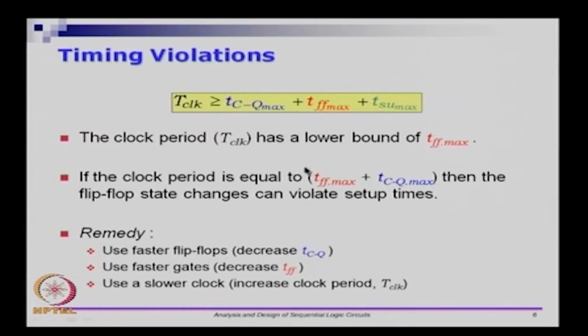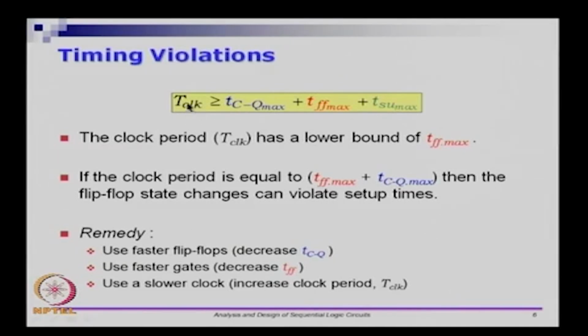It should be at least TFF max first of all. Then if the clock period is equal to TFF max plus TCQ max, let us assume that T clock is not greater than or equal to this sum, it is only just greater than TCQ plus TFF. Then the flip flop is said to violate the setup time. So if there is a setup time violation, you want T clock to be greater than this summation, however you are not able to satisfy it, then I can bring down any of these quantities and make T clock greater than or equal to this.